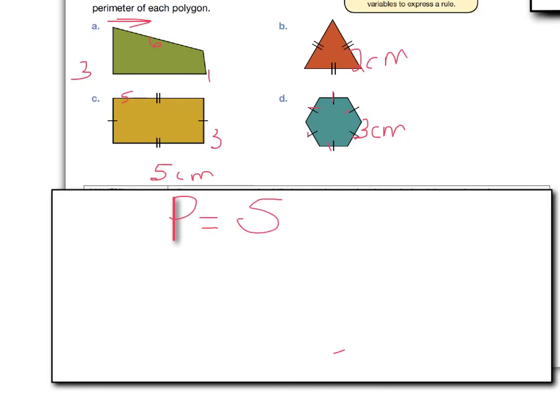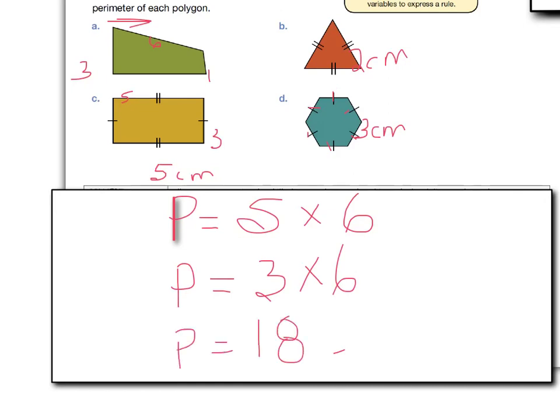And again, this would be side length times the number of sides. We just counted there were 6 regular sides, all the same length. So side times 6 would be our formula. Perimeter then equals 3 times 6. 3 times 6 is 18, so our perimeter for our hexagon is 18 centimeters.